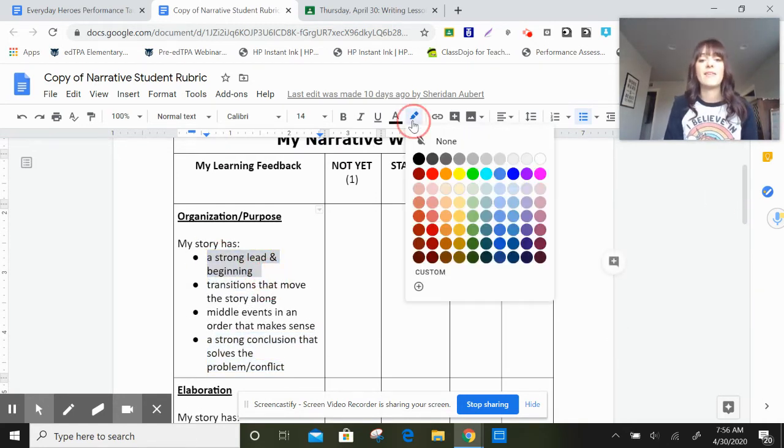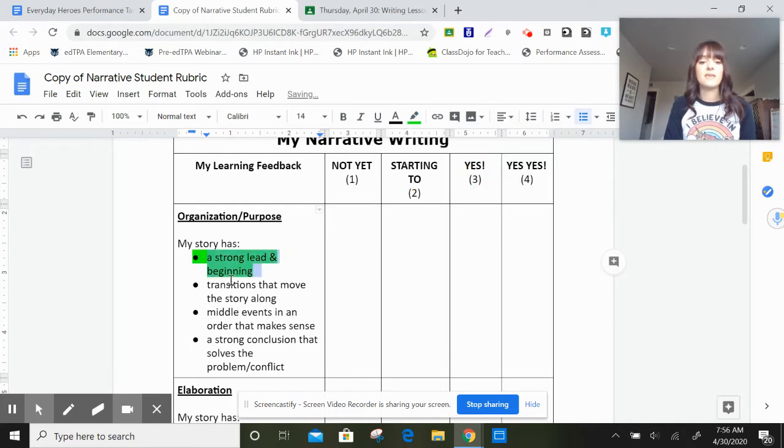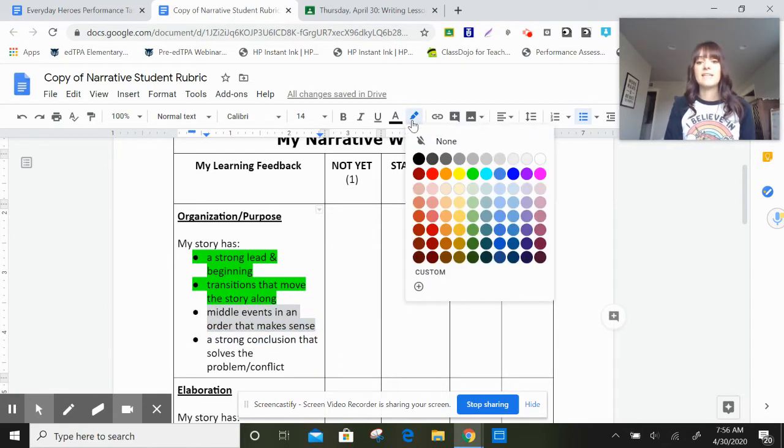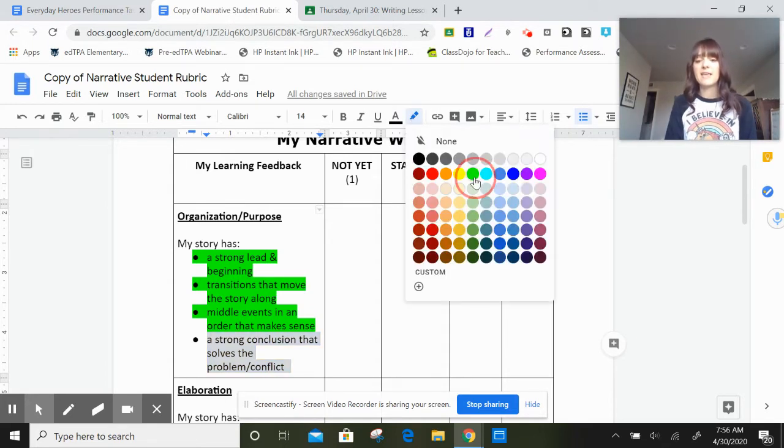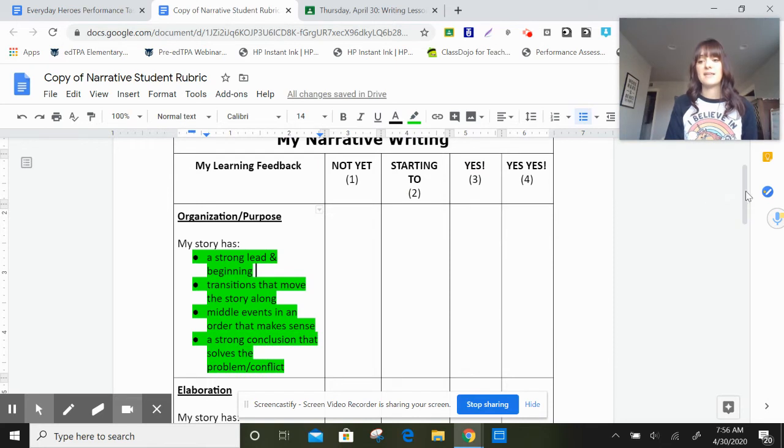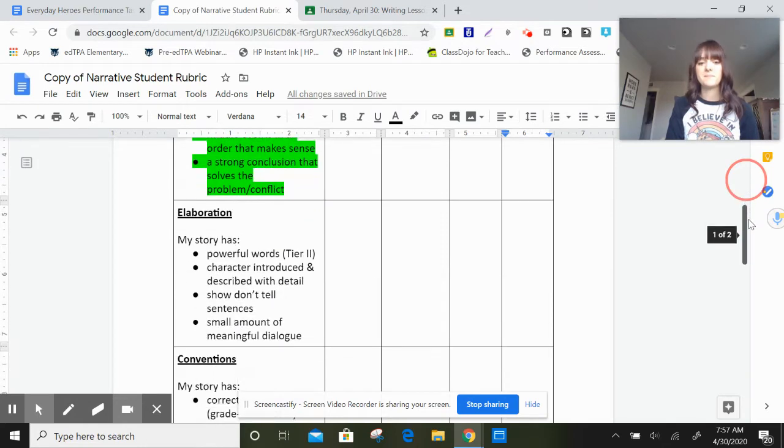I'm going to do that now. I'm going to highlight all the things I know I have. I know I have a strong beginning. I know I have some transitions. I know I have events that make sense in order. I didn't decide that the boys were lost and then they just got home. I explained how they got home, how they wandered through the city together. Although, like I said before, we could definitely still add more there, right? I do have a conclusion that solves a problem. So do you see how I'm highlighting the things that I know I have? Do that same thing, guys, okay? And so I'm going to put a little mark over here and I'm going to say, yes, I've got this one. I've got this section done, okay?